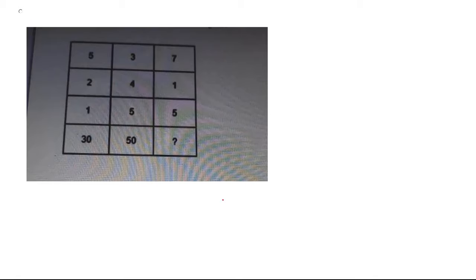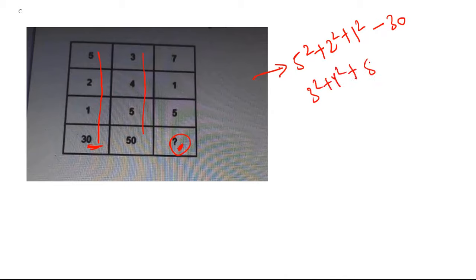So this is the first question. Here you have to tell what will be the number at the question mark. If you understand the logic being followed here, you will come to know that we are simply using squares. Talking about this particular column, you will see 5 square plus 2 square plus 1 square, that will give us 30. That is this particular number.